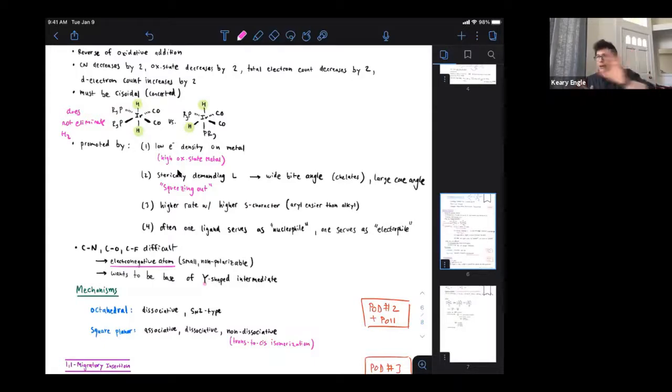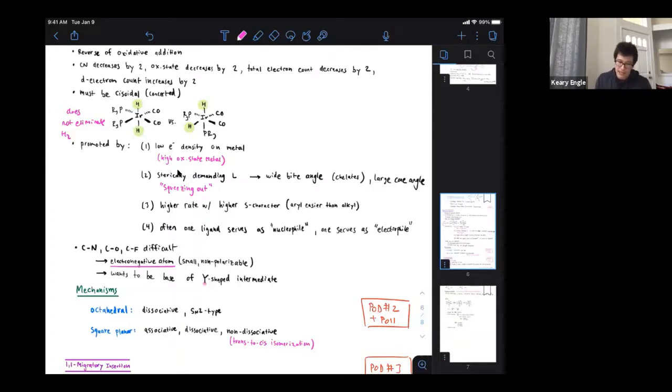Like if you have a metal aryl, it's not always the case that an electron withdrawing group accelerates reductive elimination and an electron donating group retards reductive elimination. It depends whether that group is participating in effect as the nucleophile or as the electrophile. So this is a caveat you have to think about when you're doing mechanistic studies.